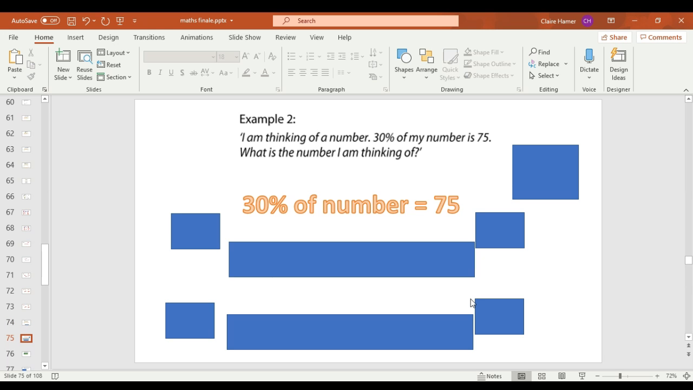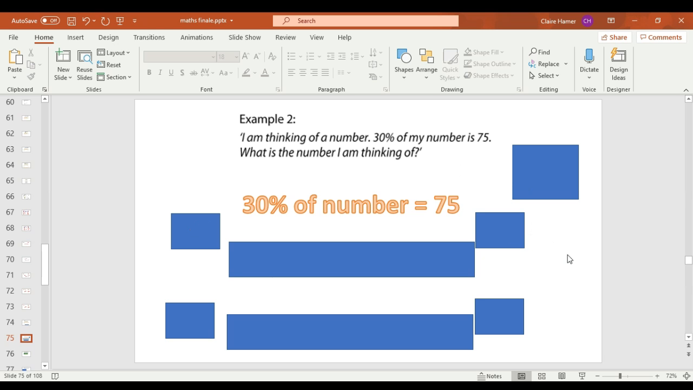I'm thinking of a number. 30% of my number is 75. What is the number I am thinking of? So I've written down what I know. So I know that 30% is 75. Now notice how I've done 2 steps. So I've actually divided first and then I've multiplied. Remember, whatever you do to one side, you do the same to the other side.